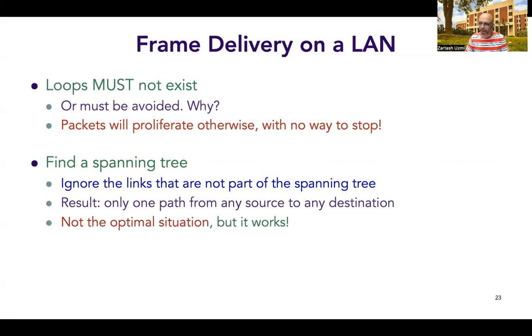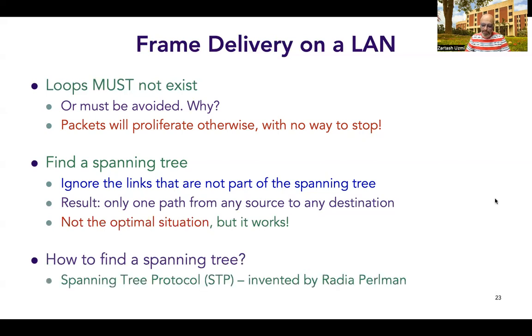Going from one source to a destination, there could have been multiple paths, a shorter path as well, but we will live with the longer path as long as we are able to avoid the loops. And how do you find that spanning tree? Well, we have an algorithm specifically for that. This was invented by Radia Perlman. This is called the spanning tree protocol, and the corresponding spanning tree algorithm. There's a protocol which exchanges information between the layer 2 switches, which form this spanning tree by using the protocol information. And this spanning tree can be found rather quickly.